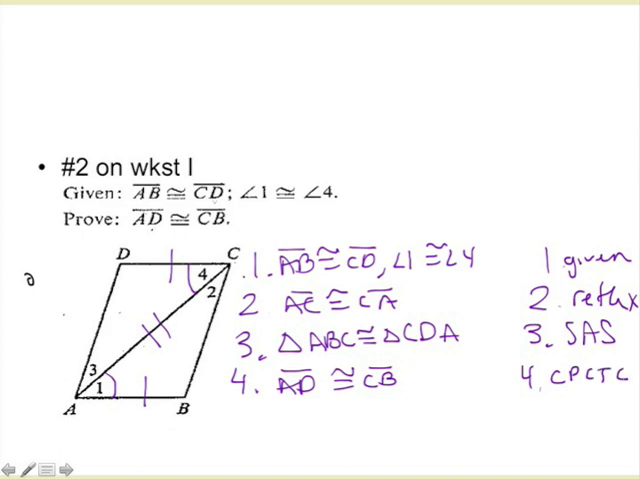Is that always going to be it for this lesson? CPCTC won't necessarily be your very last step, but it will be a part of all of them, and it will happen right after we say we have congruent triangles, but we might have to do one thing beyond that, and we'll see that in our third example. Right, questions?